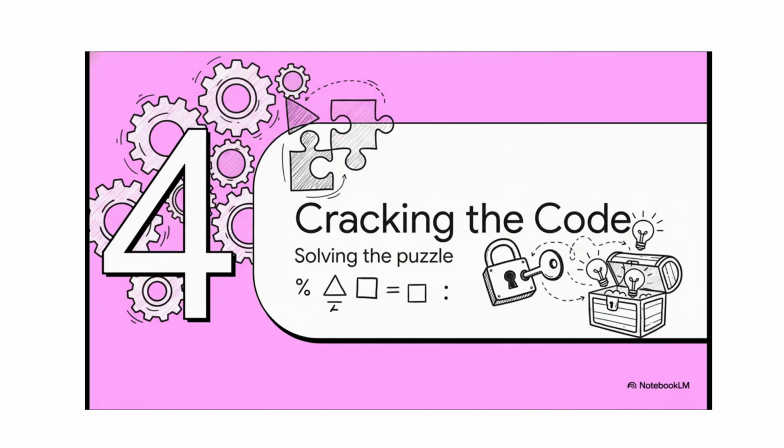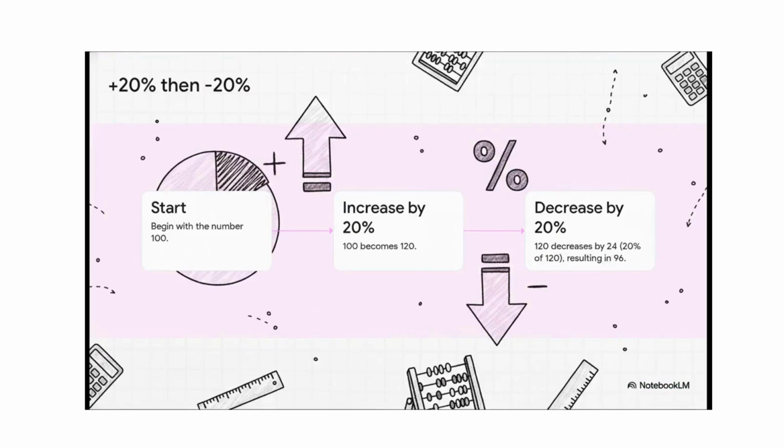I think we're ready. Let's circle all the way back to that puzzle from the beginning and finally crack the code. So why don't they cancel out? Let's walk through it together. Starting with 100 always makes things easier. First, we increase it by 20%. 20% of 100 is 20, so that brings us to 120.